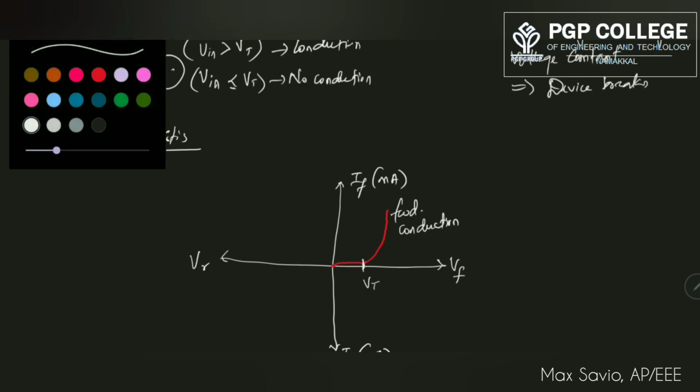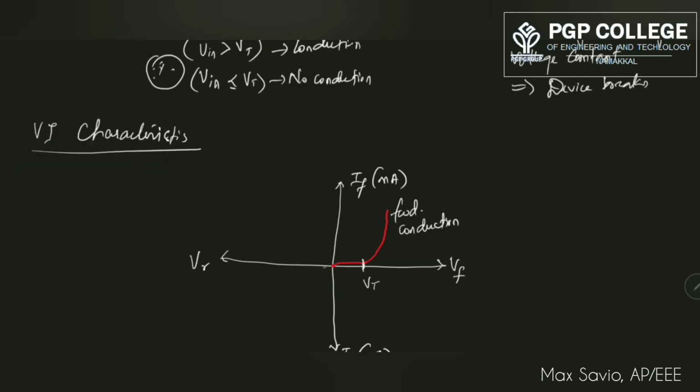And as far as the reverse is concerned, the current will be very small, and suddenly it falls steeply, forming a knee, and this point is called the breakdown voltage. Theoretically, as I say, there is no conduction in reverse. Actually, we don't say it's a reverse conduction. I'll better put it as the reverse biasing region.